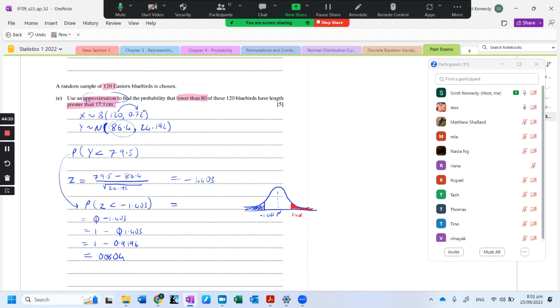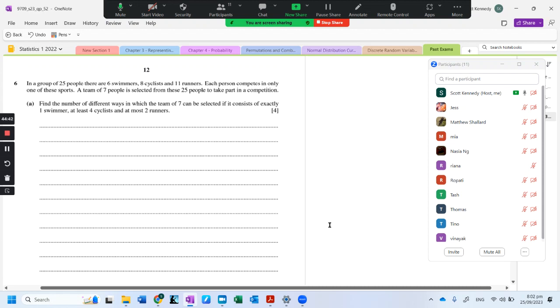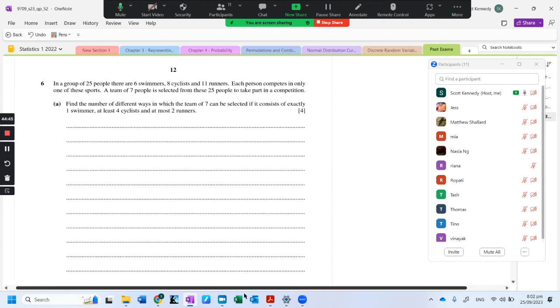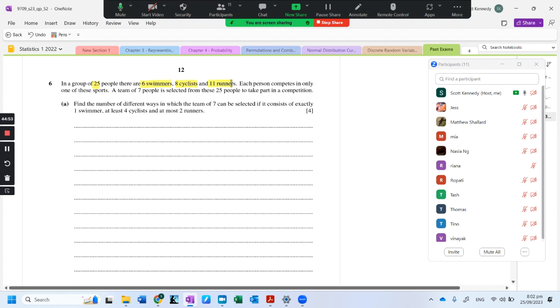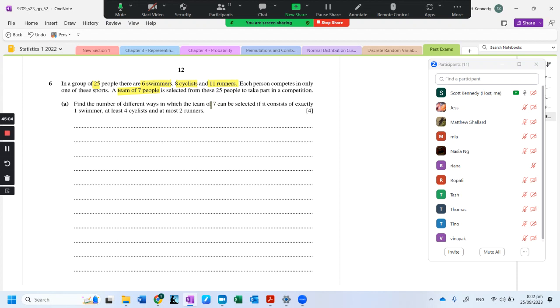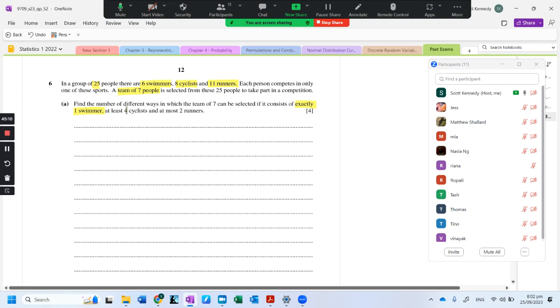Yeah. All right, cool. And now let's see if we can whip through this permutations business. Okay, fun times. So we've got a group of 25 people, 6 swimmers, 8 cyclists, 11 runners, and each person competes in only one of these sports. And we're selecting a team of 7 people from the 25 to take part. And so we want to find the number of different ways in which the team of 7 can be selected if it consists of exactly one swimmer, at least 4 cyclists, at most 2 runners.